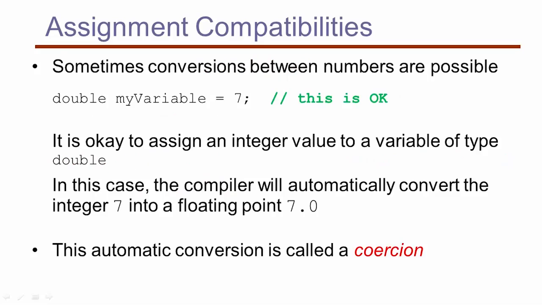But Java does allow certain conversions. As such, it is okay to assign an integer value to a variable of type double. In such a case, the compiler will automatically convert the integer value into a floating point value, since such a conversion will not lose information, and then assign the converted floating point value to the variable of type double. This automatic conversion that is made by the compiler is called a coercion.